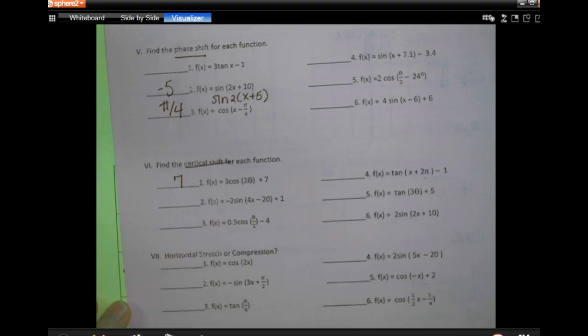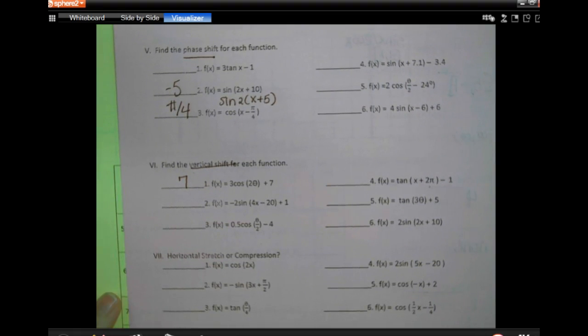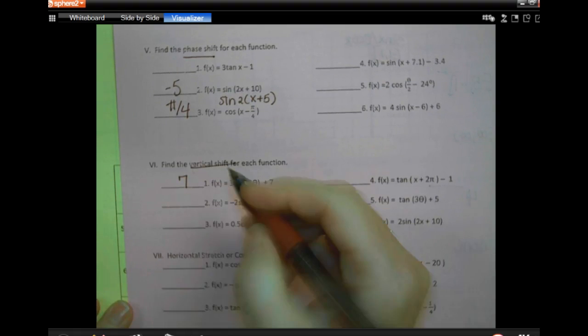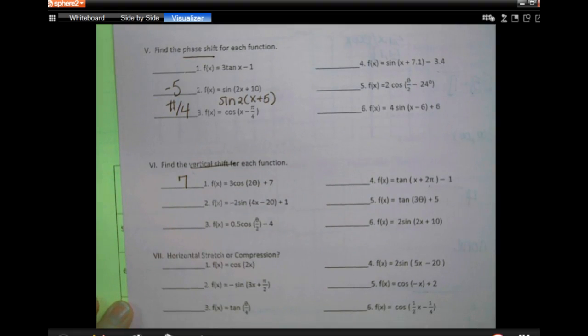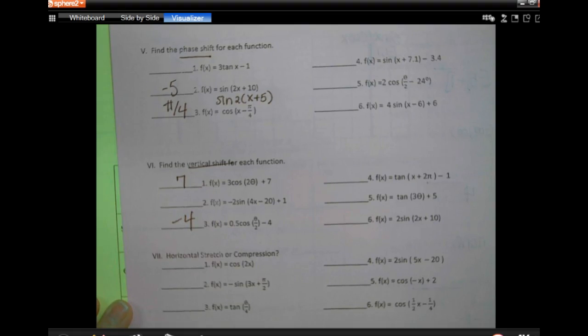I think almost everybody got these right. Not everybody, but almost. Okay, well, you can put the arrows, but if it's a +7, which way does it go? Up. If it's a -4, which way does it go? Down.